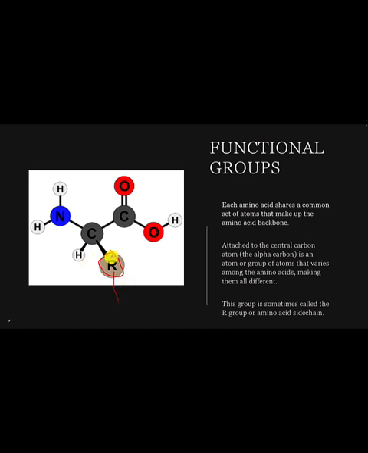So this could be an H, right, which would be glycine. This could be an OH, right? This could be another carbon here, and then we can have another carbon here and another carbon here, which is what we see with some different amino acids. So this side chain here gives amino acids very unique properties.